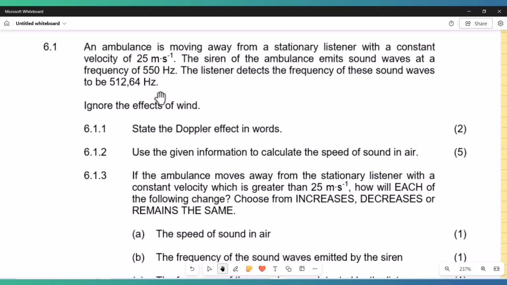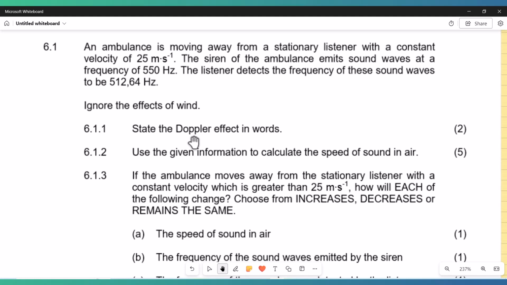Question 6.1. An ambulance is moving away from a stationary listener with a constant velocity of 25 meters per second. The siren of the ambulance emits sound waves at a frequency of 550 Hz. The listener detects the frequency of these sound waves to be 512,64 Hz. Ignore the effects of wind. State the Doppler effect in words.